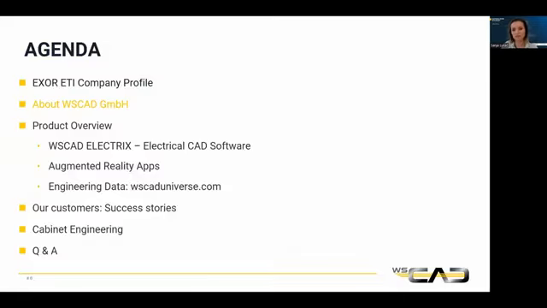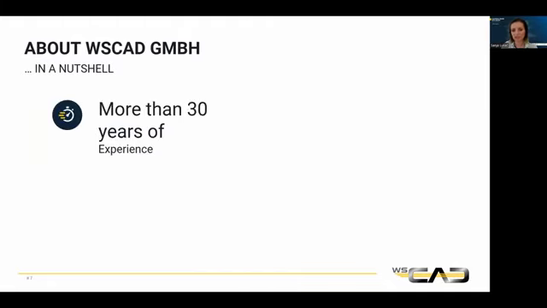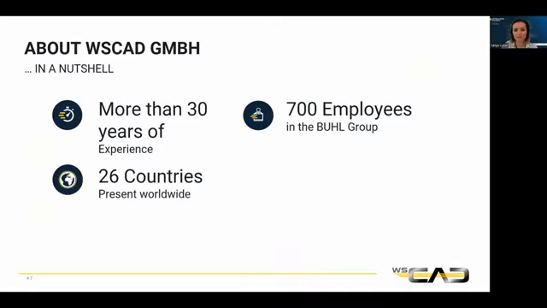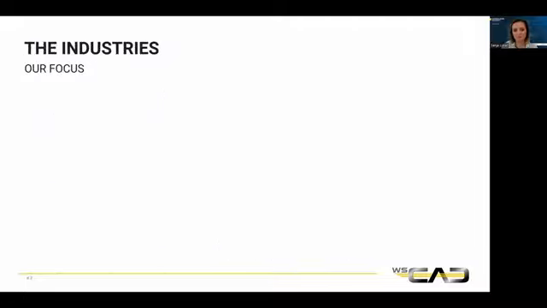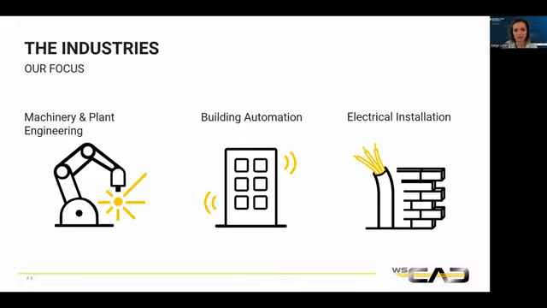First, I would like to say a little about VSCAD in general. VSCAD is a company, and also software, that has existed for more than 30 years. It started as a small company and later became a part of Bull Group, which has over 700 employees. It is present in 26 countries and has about 35,000 users. Regarding industries, our focus is on machine building, building automation, and electrical installation.